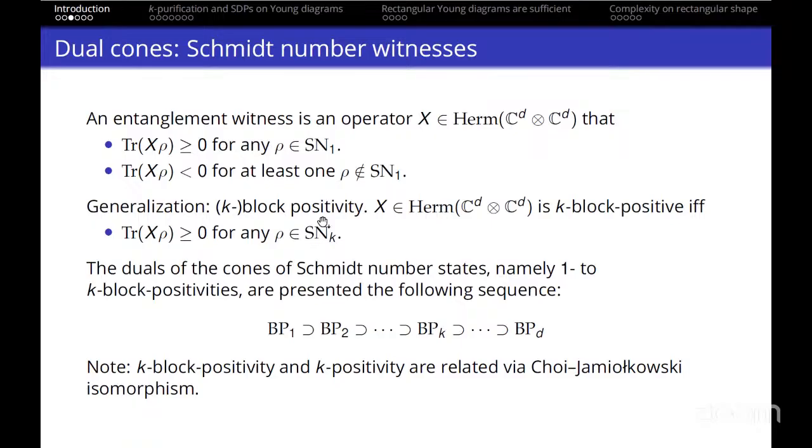In this talk, I will focus on a generalization, which we call block positivity or k-block positivity. Suppose we have a Hermitian bipartite operator. If it is k-block positive, then it has a non-negative expectation value for any Schmidt number k state. This actually defines the dual cone. An important thing to know is that k-block positivity and k-positivity are related by the Choi isomorphism.